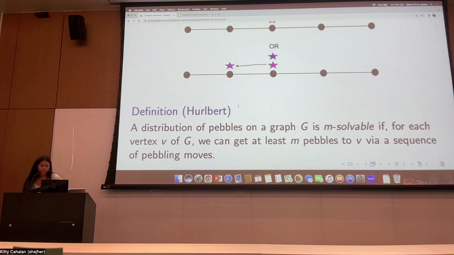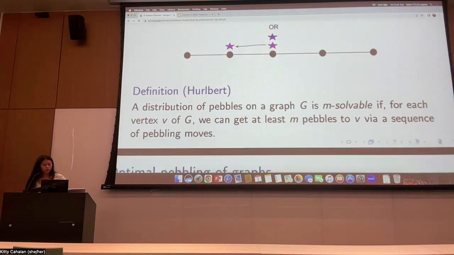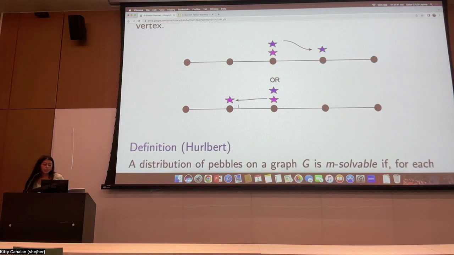And then another definition: a distribution of pebbles on a graph G is m-solvable if for each vertex v of G, we can get at least m pebbles to v via a sequence of pebbling moves. In this example, this graph is not 1-solvable, but certain vertices are 1-reachable. Vertices 1 and 5 are not 1-reachable because two pebbles can only move once, in one direction only, meaning vertices 2, 3, and 4 are all 1-reachable, but vertices 1 and 5 aren't.